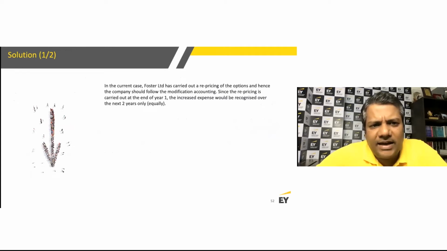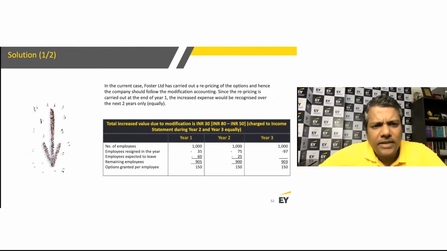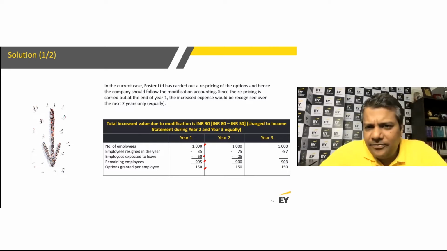Foster Limited has carried out a repricing, and hence the company should follow modification accounting. Repricing is carried out at the end of year 1. The increase in expense will be recognized over the next 2 years only. So the number of employees is 1,000, with 35 resigned, 60 expected to leave, and 905 expected to vest, and the option value per employee is 150. Similarly in year 2, 900 and 903. That's the employee status.